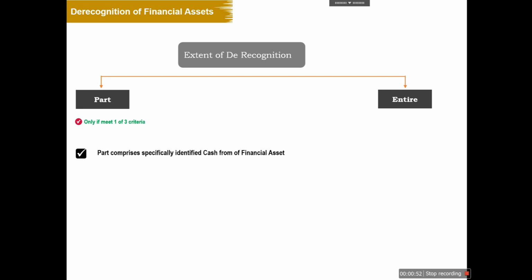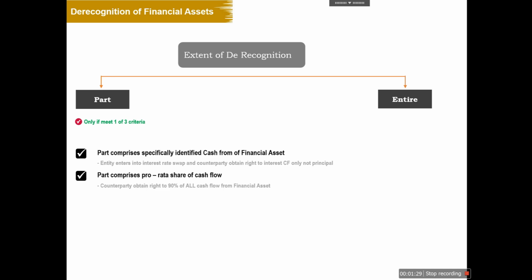First, if the part comprises specifically identified cash flows from the financial asset or group of similar financial assets. For example, when an entity enters into an interest rate strip where the counterparty obtains the right to interest cash flow but not the principal. In this case, the derecognition principle will be applied on the interest portion of cash flow only, not on the principal. Second condition is if the part comprises a pro rata share of cash flow.